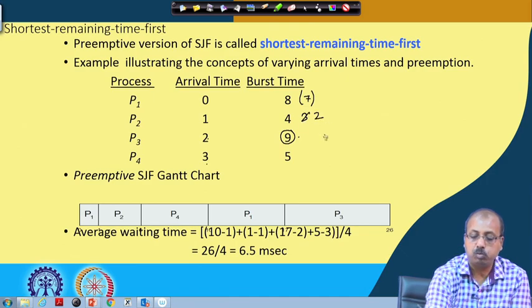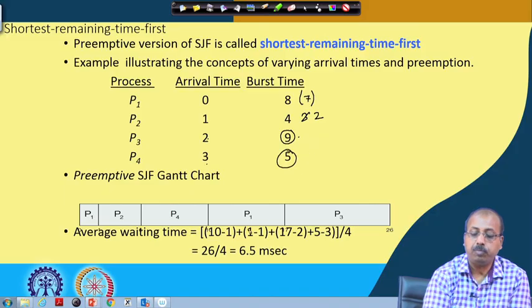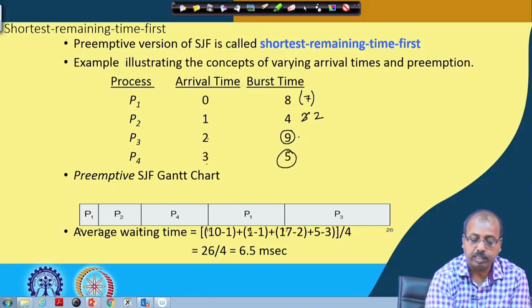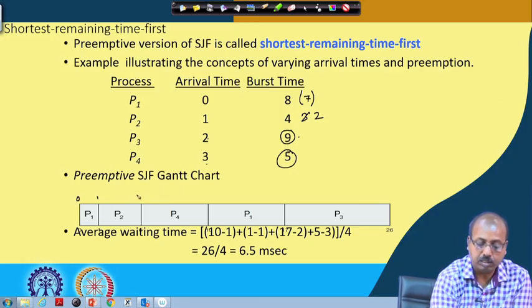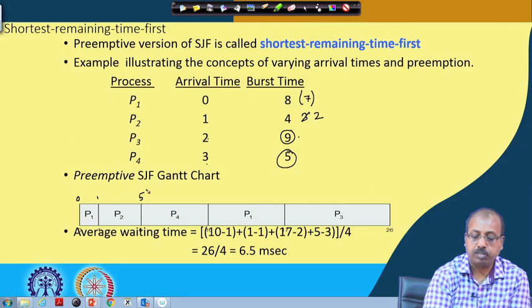So, remaining time is 2, but P4 requires 5 time units. So, they are not scheduled. So, P2 continues for 4 time units and it completes at time 5. So, this is time 0, this is time 1. So, this is up to time 5 it executes.